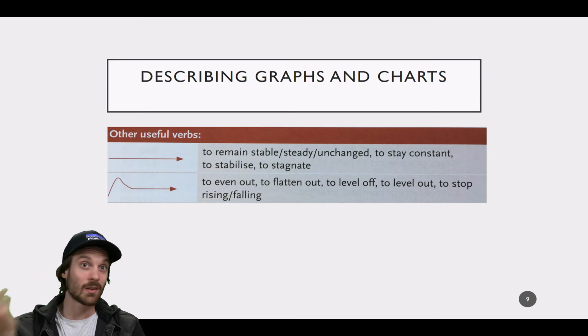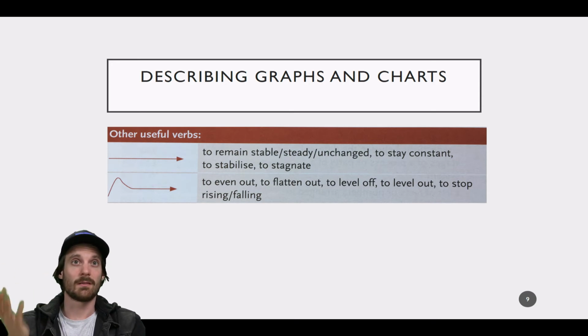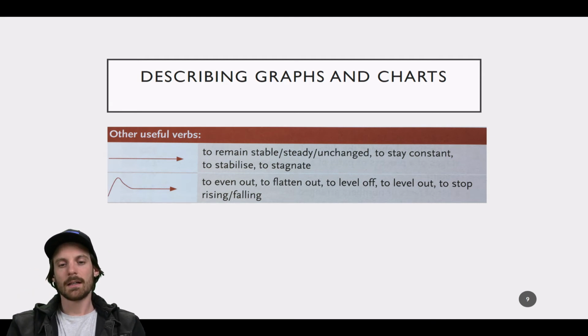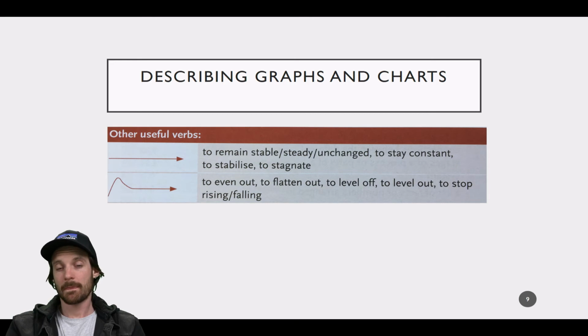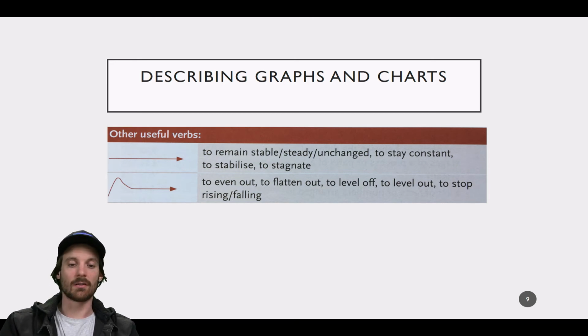If we want to use other phrases, then if something declines or increases, we can use phrases like to remain stable, steady, or unchanged, to stay constant, or to stabilize, or to stagnate. Something can even out, or something can flatten out, level off, level out. Yeah. Basically, those are the things you should know in order to describe graphs, charts, and tables.